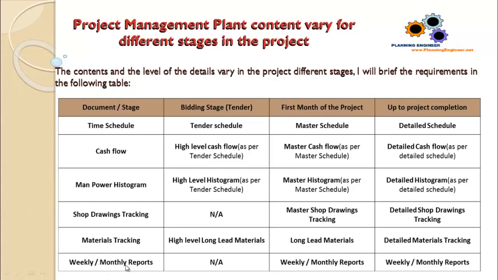Weekly and monthly reports. Not applicable at the bidding stage, and this is a continuous document to be submitted based on the above documents. So our weekly and monthly reports in the first month will be based on the master schedule, master cash flow, master histogram, and master shop drawing and long lead materials. But later on, when we have the detailed ones, we will base our submittals on the detailed ones.